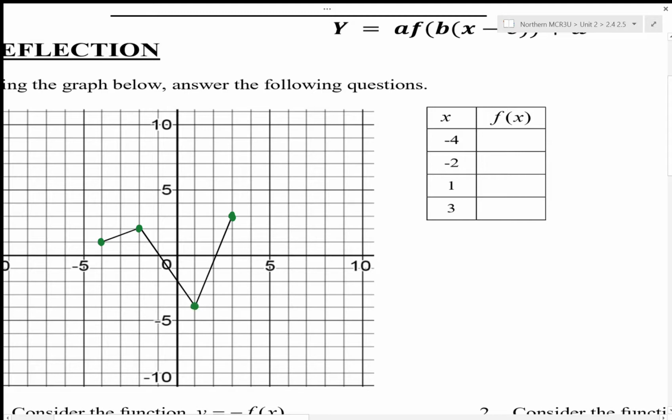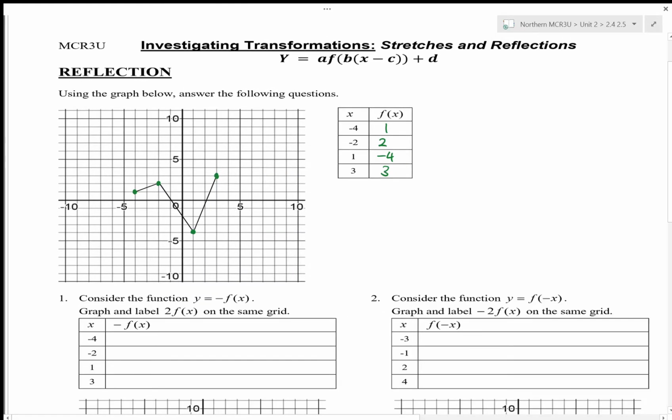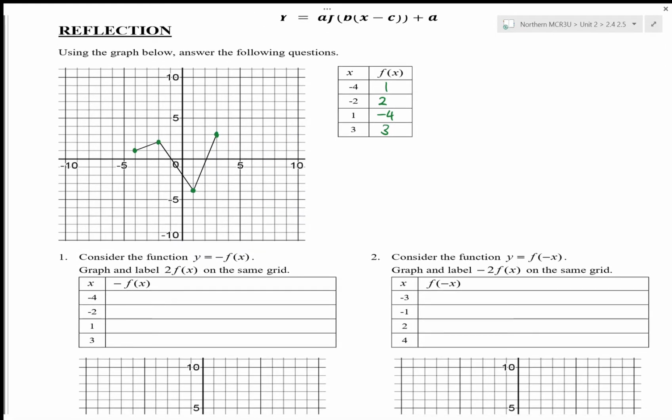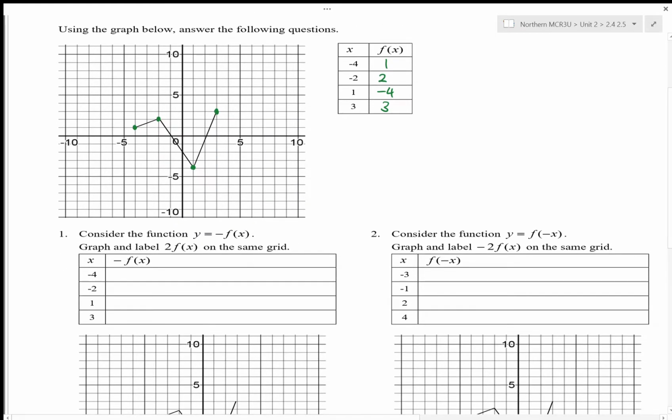So in this case, we have the x value of negative 4 and y value of 1, and then negative 2 and 2. Then we have 1 and negative 4. Then the last one is 3 and 3. So this is our original graph. Now let's take a look at what's going to happen if we do a transformation on it.